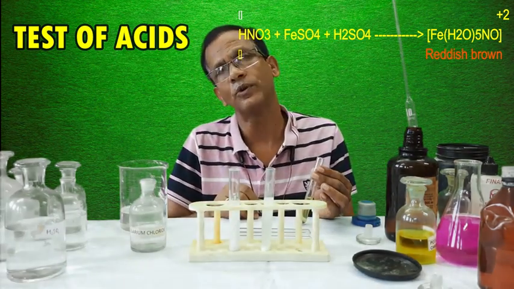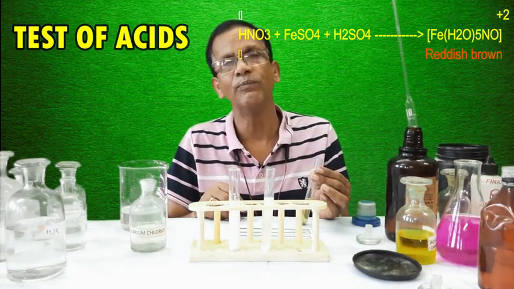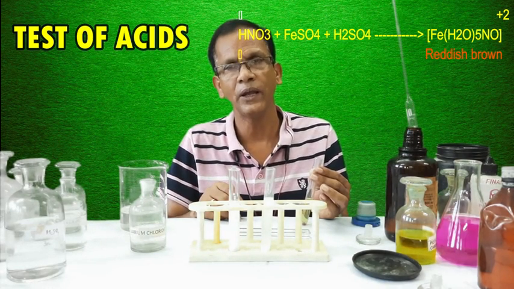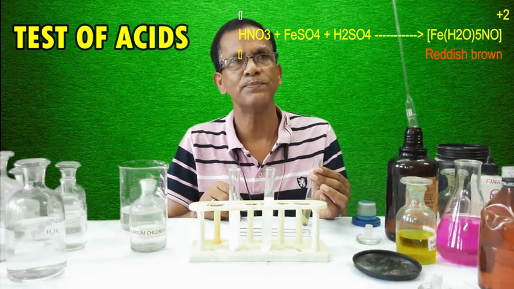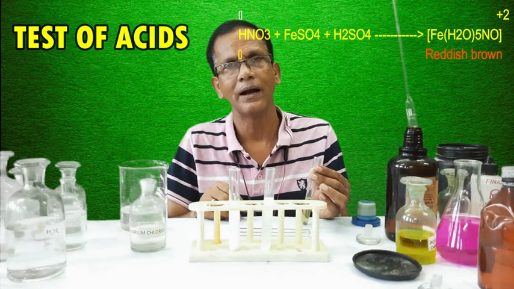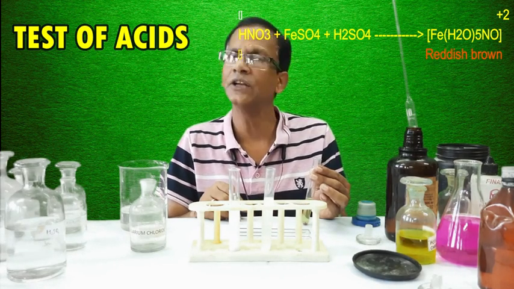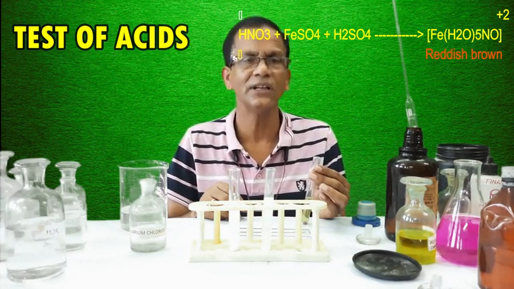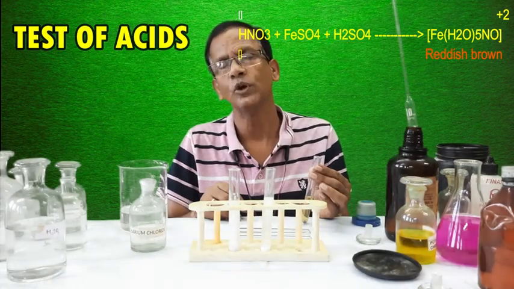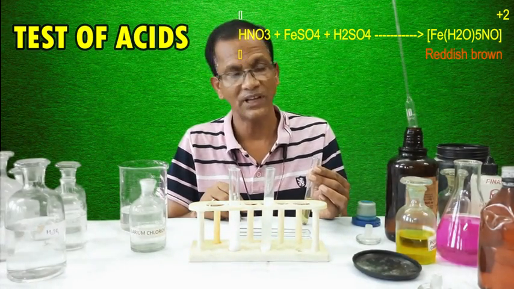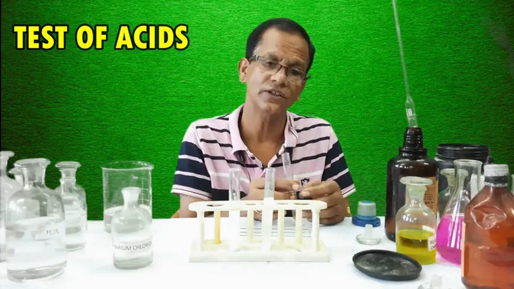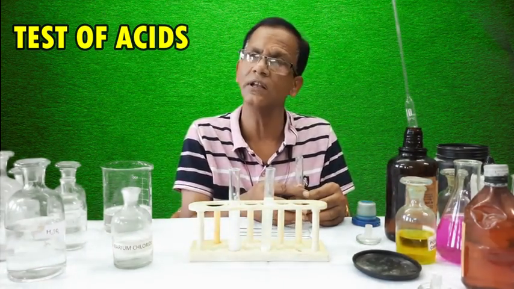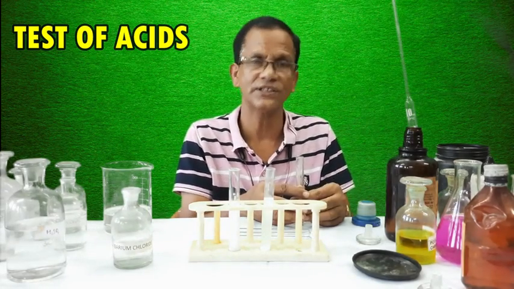That reddish brown color is produced due to the formation of a complex. The complex is [Fe(H2O)5(NO)]2+, that is penta aqua nitrosyl iron(II) complex, whose color is reddish brown. That indicates the presence of nitrate. So in this way, you can conduct a very small test in the laboratory to identify the acids. Okay.